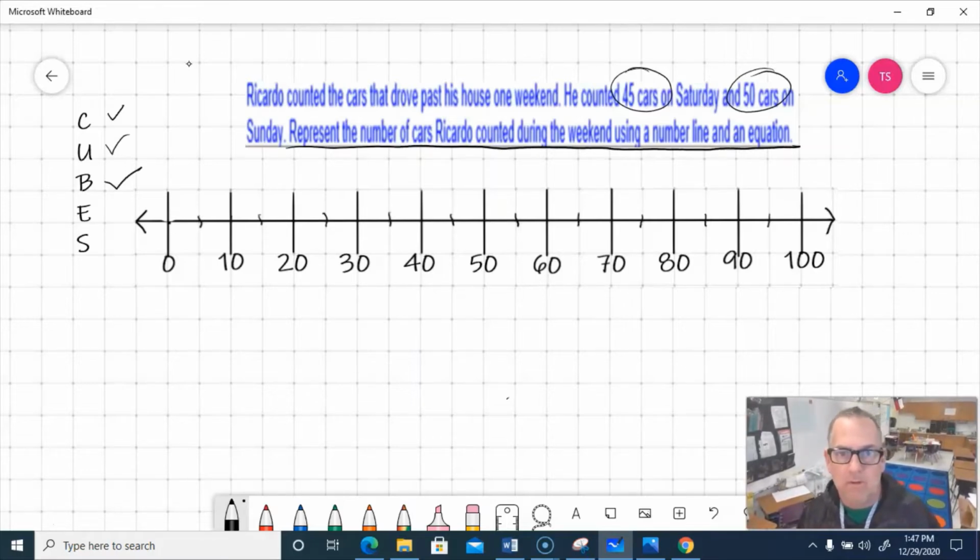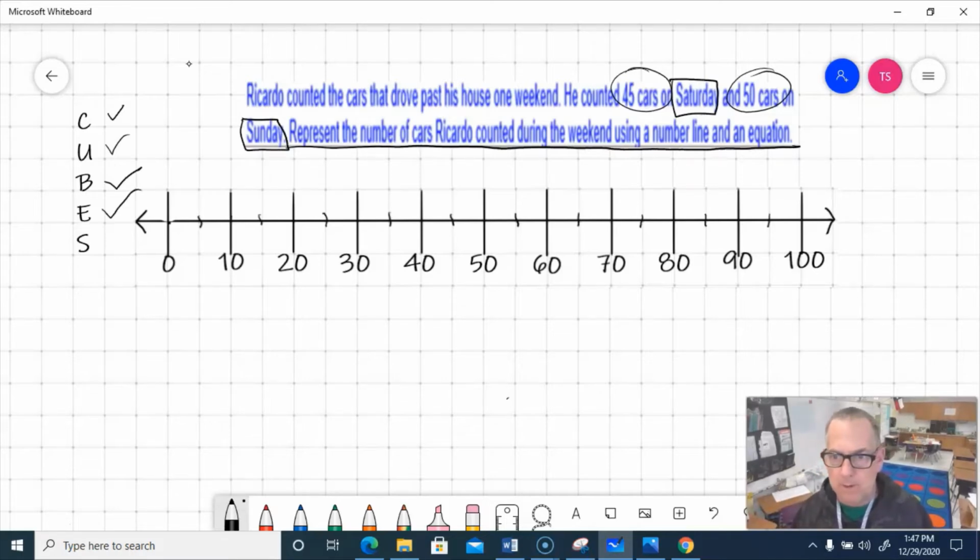So Ricardo counted cars that drove past his house. He counted 45 on Saturday, and I don't really see any words or phrases in here, but he counted cars over the period of 2 days. So I'll box in the Saturday and Sunday. So 45 cars on Saturday and 50 cars on Sunday. So I'm evaluating right now.